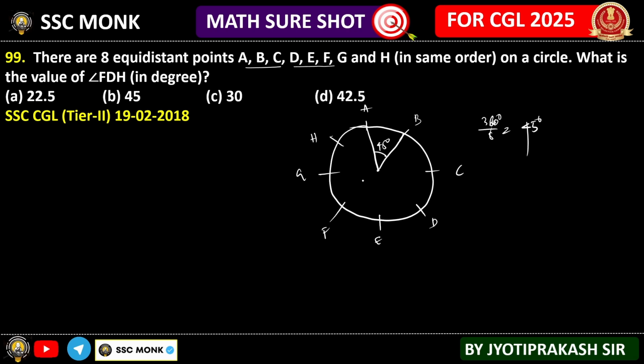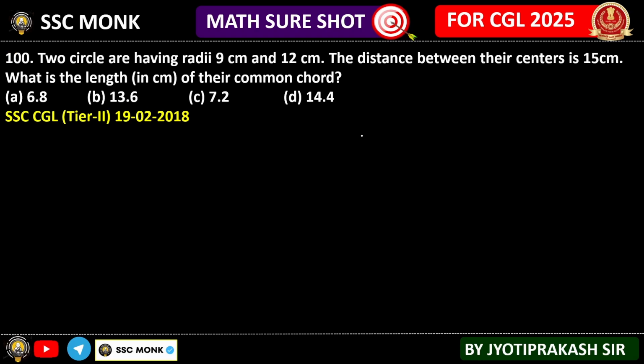It is asking what is the value of FDH. Now see this part, if we check, don't go by the design. See, this is equal to 45 degree. This is equal to 45 degree. That means this total is equal to what? 90 degree. So this much is by default 45 degree. Answer option B.